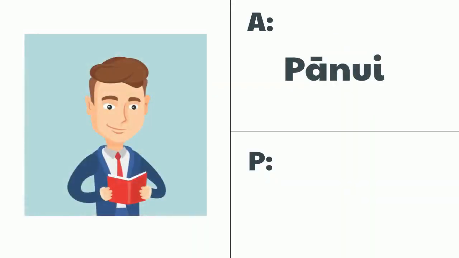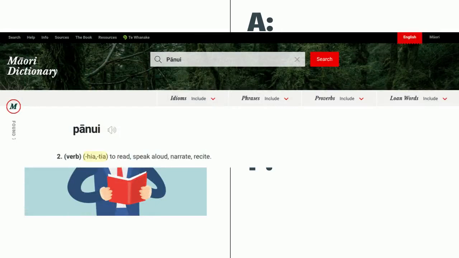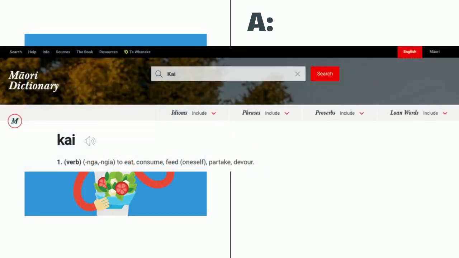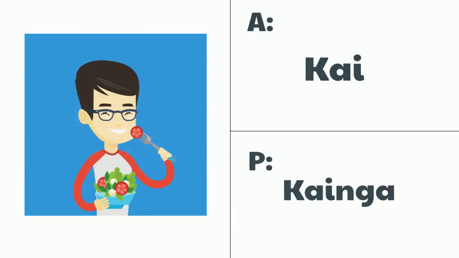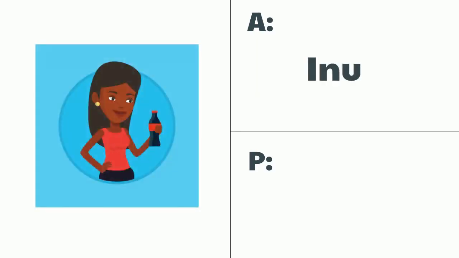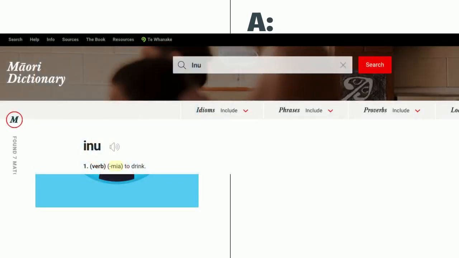Pānui, to read. Pānui tia, pānui hia. Kai, to eat. Kainga, kaingia. Inu, to drink. Inumia.